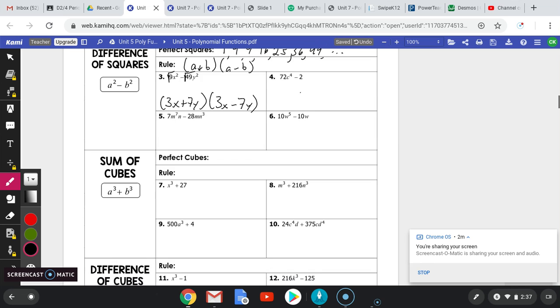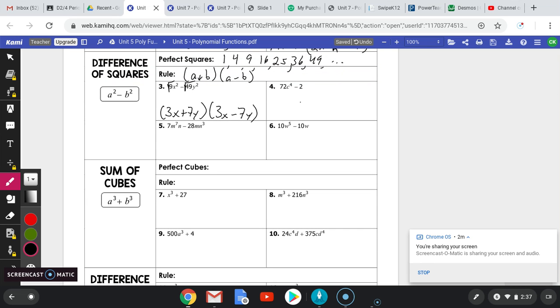If I look at number 5, first thing again, you want to make sure to factor out the GCF. There is a GCF here. It is 7mn. So what does that mean? What I have left over is m to the 6th minus 4n squared.